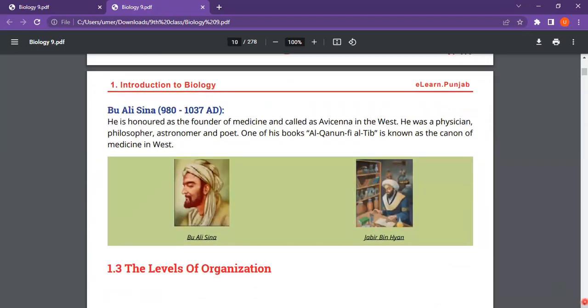Abu Ali Sina is honored as the founder of medicine and is called Avicenna in the West. He was a physician, philosopher, astronomer, and poet. One of his books, Al-Qanun fil Tibb, is known as the Canon of Medicine in the West.